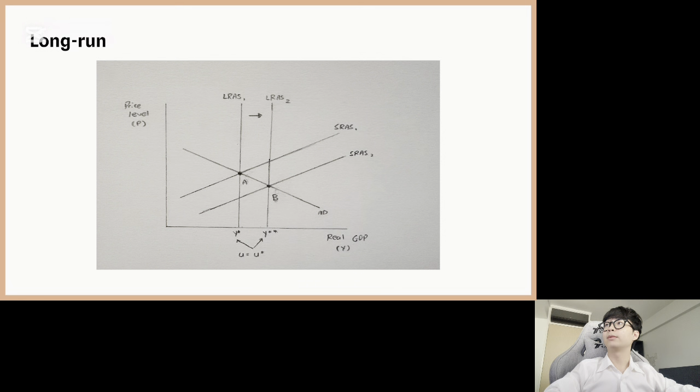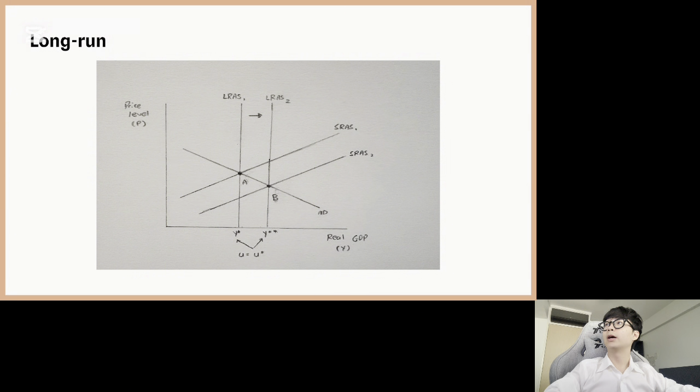Long-run aggregate supply represents a nation's potential output when all factors of production are fully employed, shown as a vertical line at the full employment level of real GDP. Aggregate demand is the total demand of goods and services in an economy at a given price level. In the long run, the intersection of AD and LRAS curve determines the equilibrium price level and real GDP, which will be at the potential output level.